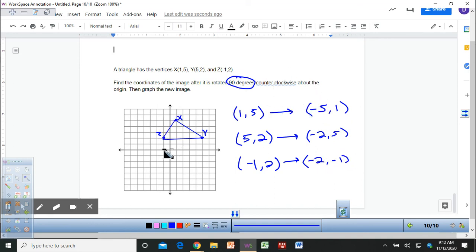So negative 5, 1. This will be my new X. Negative 2, 5. Here's my new Y. And Z, negative 2, 1. If you notice, what happens is our shape rotated. Okay, so hopefully that's making sense.